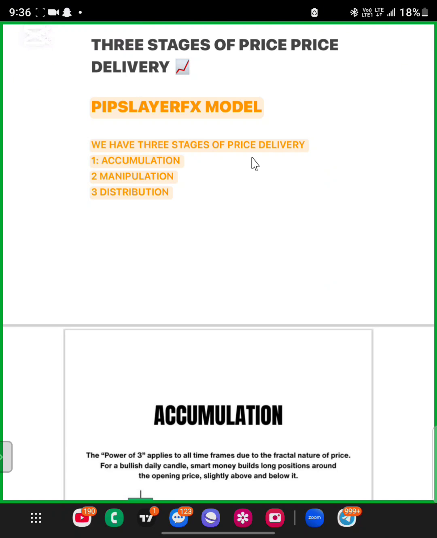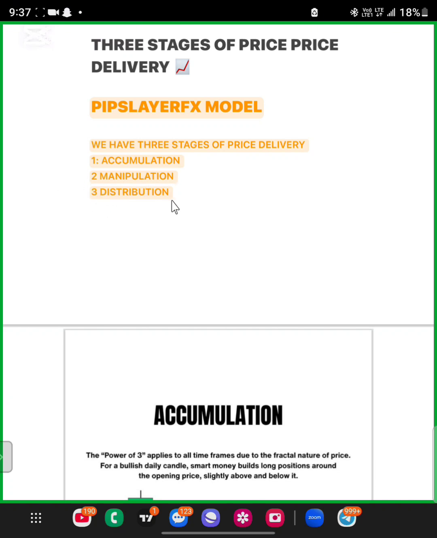So, today the topic we'll be talking on is 3 stages of price delivery. Now, what are the 3 stages of price delivery? The 3 stages of price delivery simply means the AMD. What is AMD? AMD simply means accumulation. The A stands for accumulation. The M stands for manipulation. And the D stands for distribution.